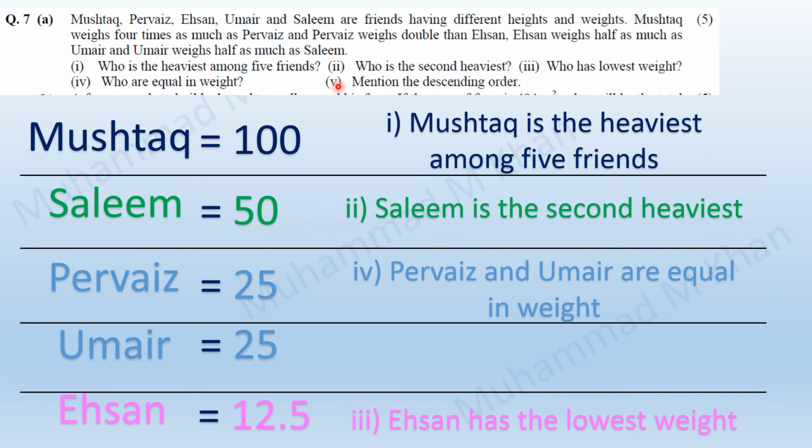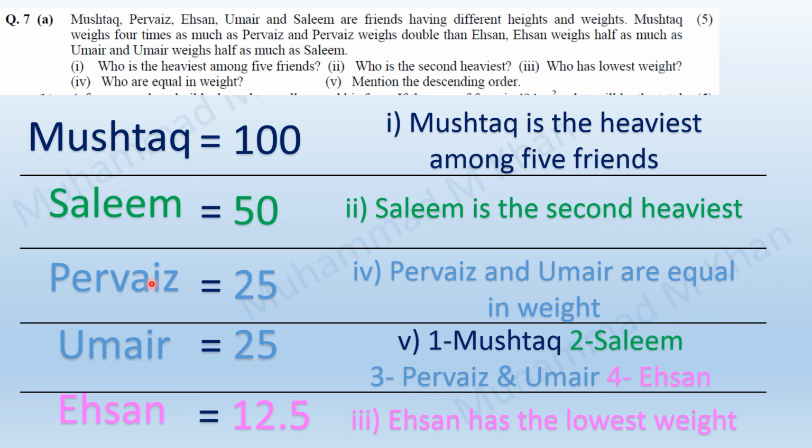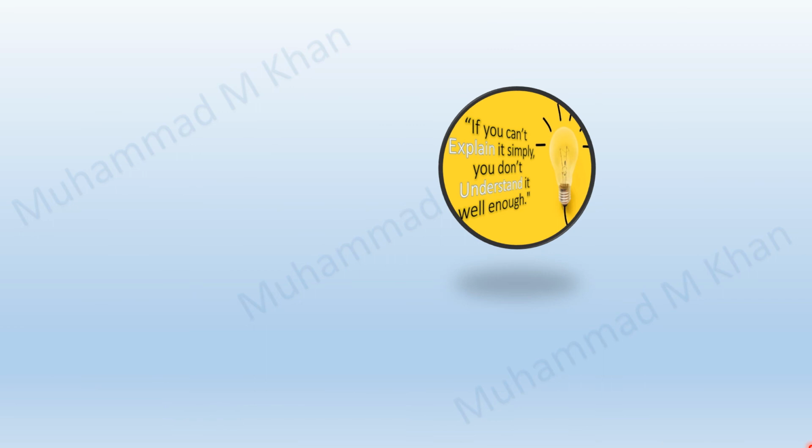And the fifth part asks us to mention the descending order. So if we put these numbers in order, then Mushtaq will be ranked first, Salim second, Parvez and Umair both ranked third because they have equal weights, and Ihsan ranked fourth. So this was the required solution of part A of question 7.